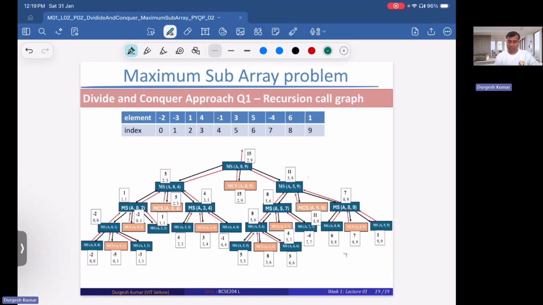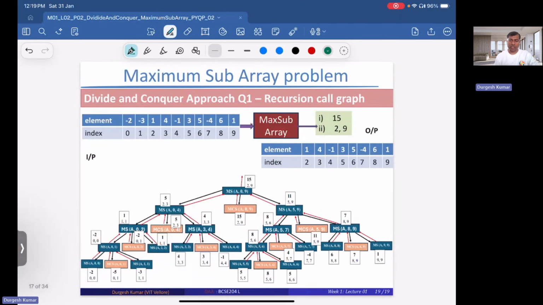So at this level you see that MSA 5 9 returns 11, and the maximum of these three is 15, with range 2 to 9. What is the input to the array? This is the input to the maximum subarray: the 10 elements -2, -3, 1, 4, -1, 3, 5, -4, 6, 1. It returns the maximum sum possible, that is 15, with low index 2 and high index 9, and these are the subarray that consist of the maximum sum. This is the final recursive call. There is a slight mistake here: instead of 5, the 5 5 has to be 3. So just a small correction here.